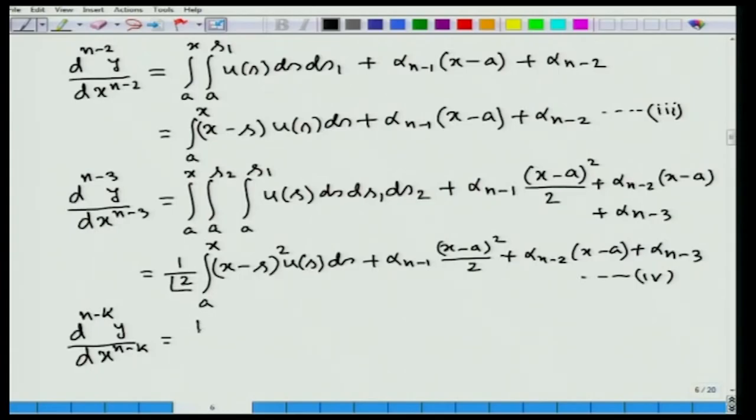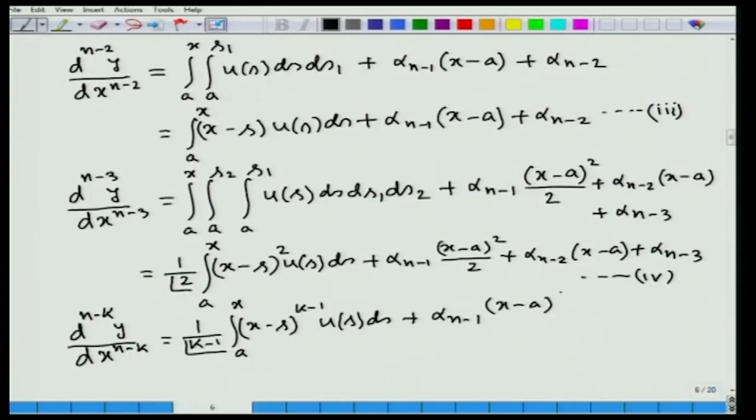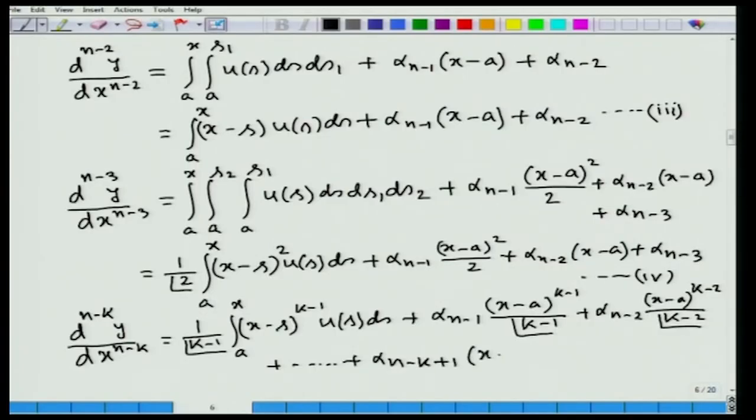So, in case of n minus k, we will be having 1 by factorial k minus 1 integral a to x, x minus s whole to the power k minus 1 u s d s, and then we will be having alpha n minus 1 x minus a whole to the power k minus 1 by factorial k minus 1 plus alpha n minus 2 x minus a whole to the power k minus 2 by factorial k minus 2 plus dot dot. Last but one term will be plus alpha n minus k plus 1 x minus a, and last one will be alpha n minus k.